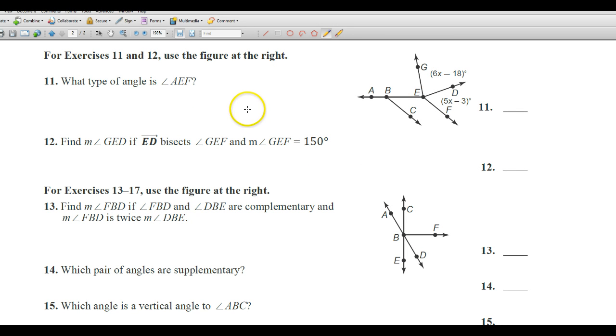Number 11, what type of angle is AEF? So AEF, we can see, is past the 90-degree mark. So since it's past that, since it's greater than 90, it's obtuse.